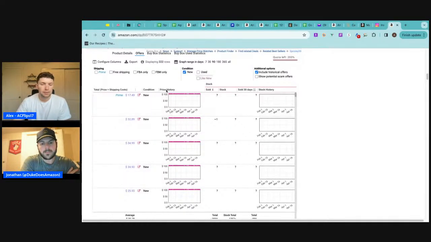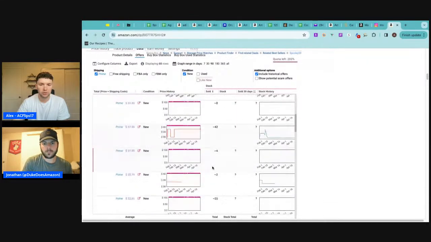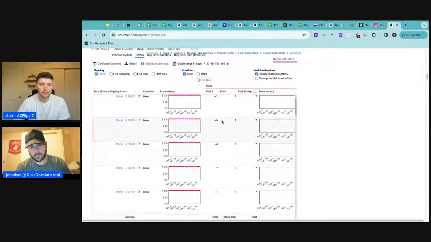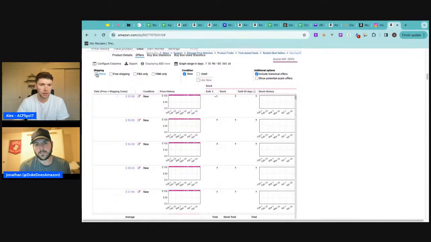Yep, exactly. So this listing isn't a great example with checking Prime. We see that there are some Prime sellers historically, but we're not seeing a ton of data. A faster selling listing is going to have a little bit more data here, but either way.